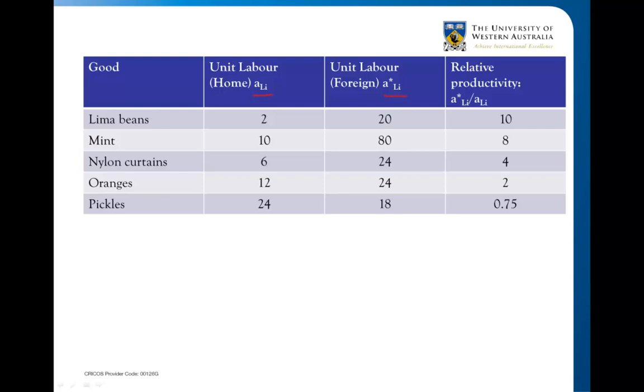In the next column, we've got the unit labour requirements in the foreign country for the same good. You can see here it's a lot greater. So again, there's an absolute advantage for all goods except for pickles. So we've got 20 hours to make a kilo of lima beans, etc. Obviously, to get the relative productivity, this last column here, it's just that divided by that. So again, it's the relative productivity that's important here, so this is the one that we're going to pay attention to.